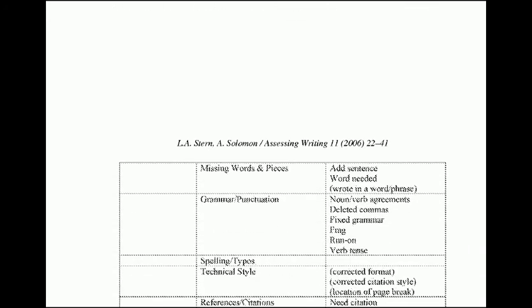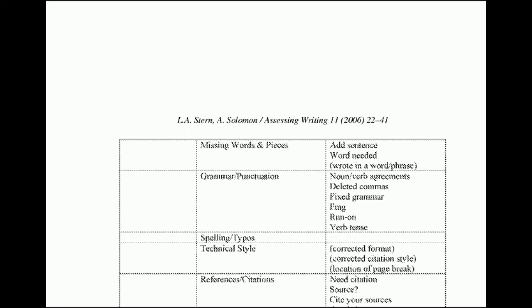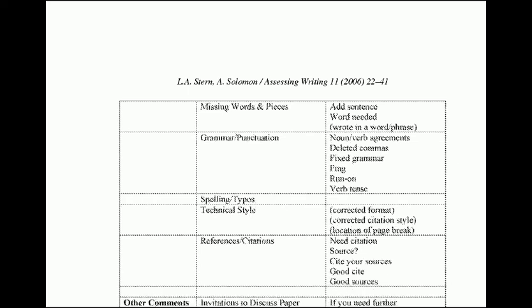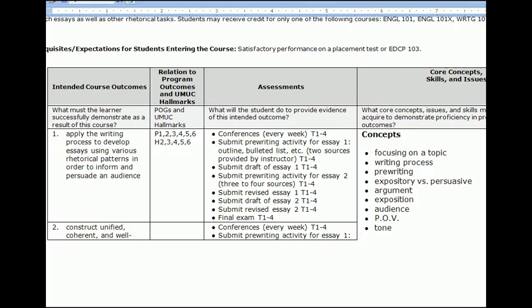The micro level had to do with word choice, phrasing, had to do with missing words and pieces, grammar and punctuation, spelling, etc. They also talked about references and citations being in the micro level issues. Well, we divided the writing outcomes for Writing 101 into these 4 categories.